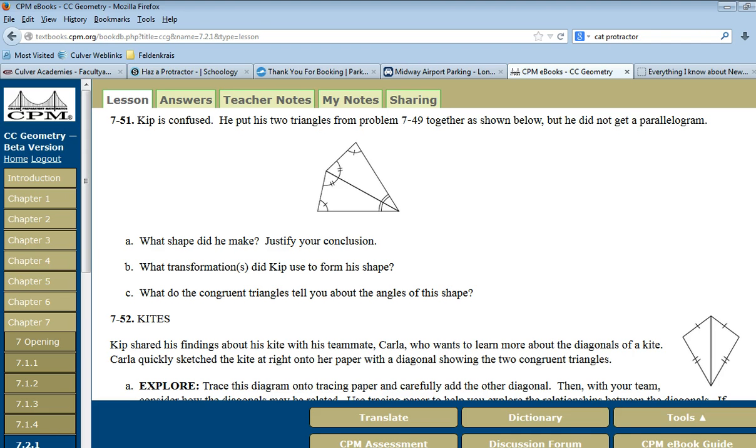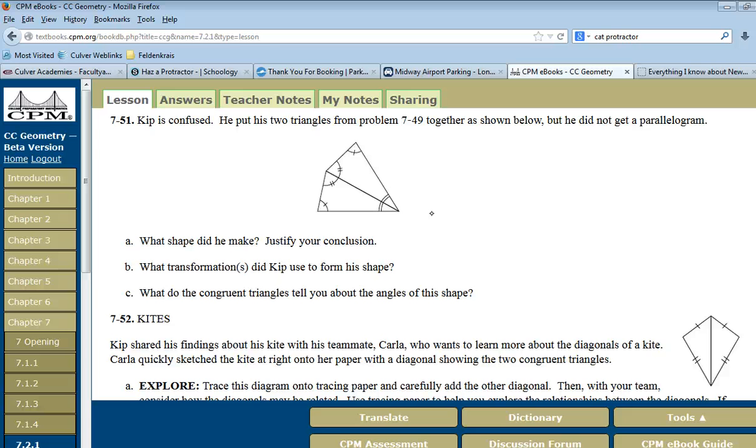Sometimes parallelograms have more specific characteristics. Sometimes other quadrilaterals have more specific characteristics. In 7-5.1, a different transformation was performed, and that was the one pictured here. Kip did not rotate his triangles correctly in the problem. In fact, he did what? This is a reflection over the side of a triangle, which gives us a different figure. The figure we get is the kite.